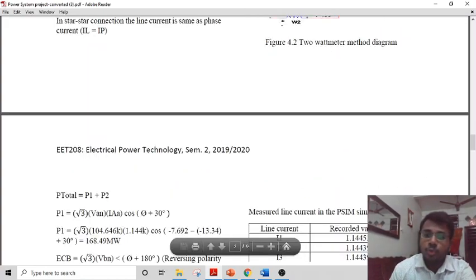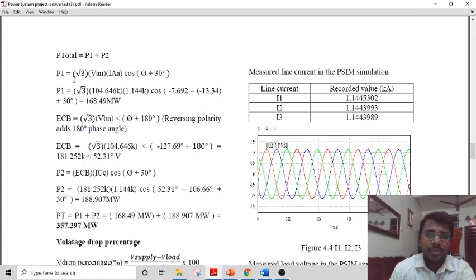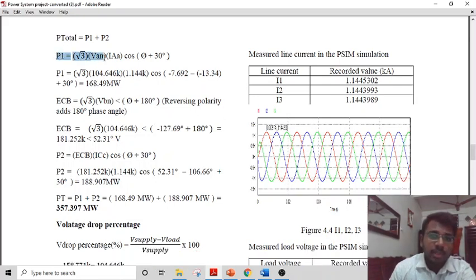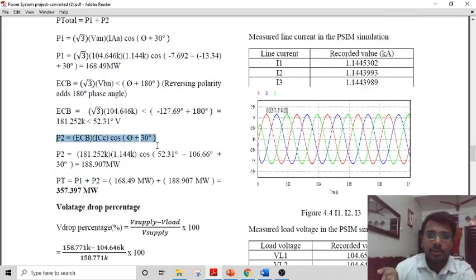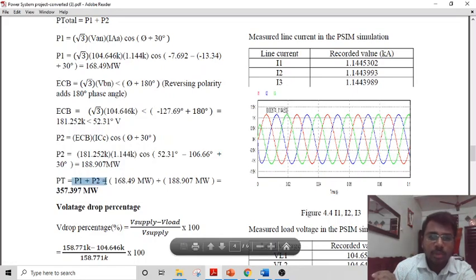Here is the power calculation for the 2 wattmeter method. The 2 wattmeter method looks a bit complex, but it's not at all. We have to acquire P1 by using some formulas. This is also the same: you use the same line, and then just add the 30 degree at the back, because the power calculation has been made in the line formula. That's why we have to include the 30 degree. Then P2, the same way, you include 30 degree, and once we get the values we total up both so that we can get the total power.